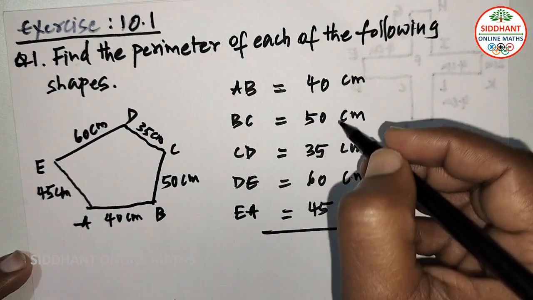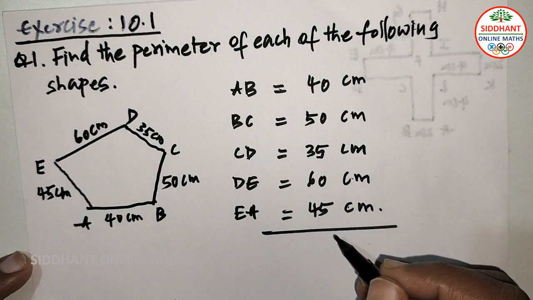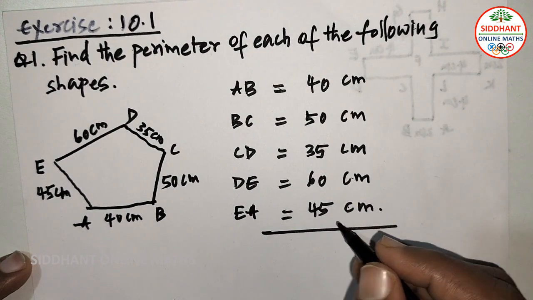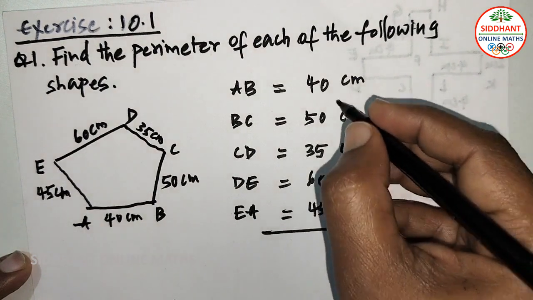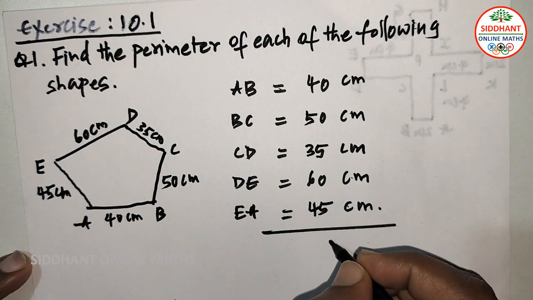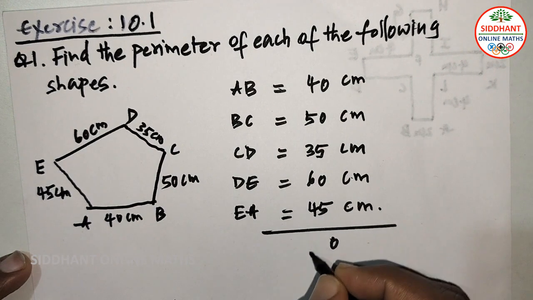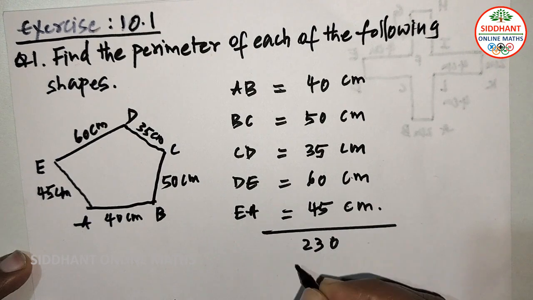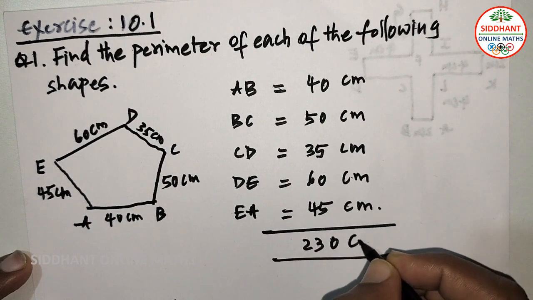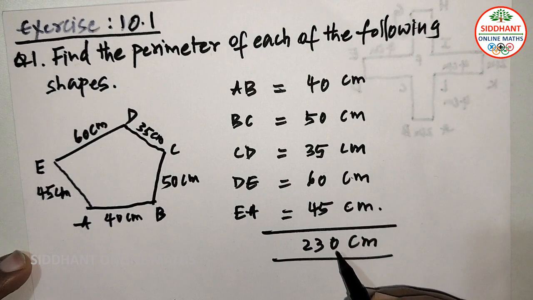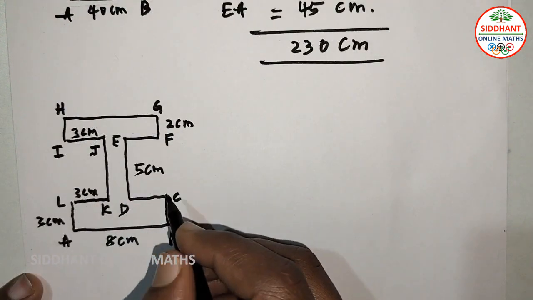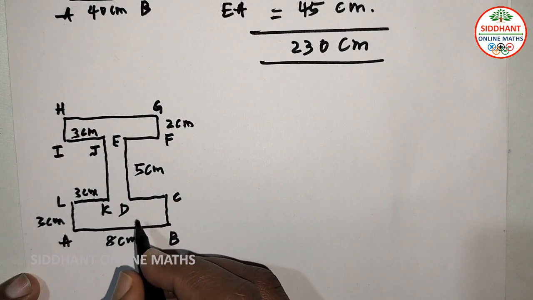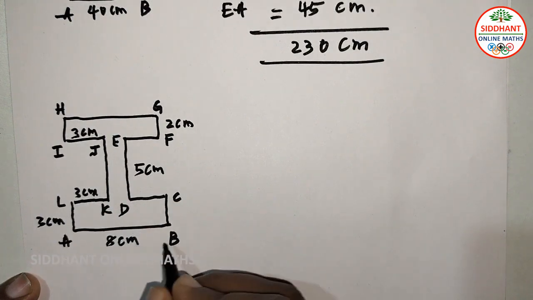So if you add all these dimensions, you will get the perimeter of the shape. When you add, you will get 0 and 2, 3. So 230 centimeters is the perimeter of this shape. Next shape, we are going to see the same thing, the dimensions of each line segment.